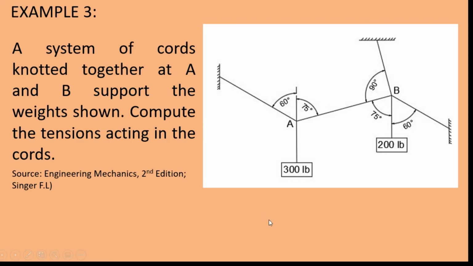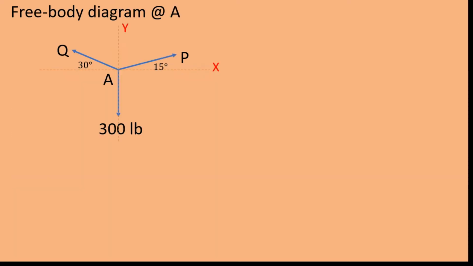So for our third example on equilibrium of concurrent forces, we have taken this problem from Engineering Mechanics, second edition, of Ferdinand Singer. A system of cords knotted together at A and B support the weight shown. Compute the tensions acting in the cords. So we have these given forces and given loads, 300 pound and 200 pound, with the given angles. So we have to draw the free body diagram.